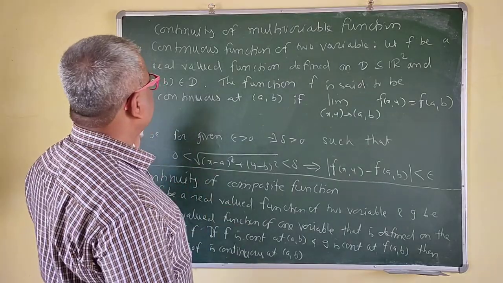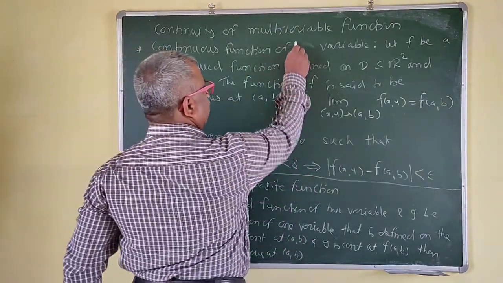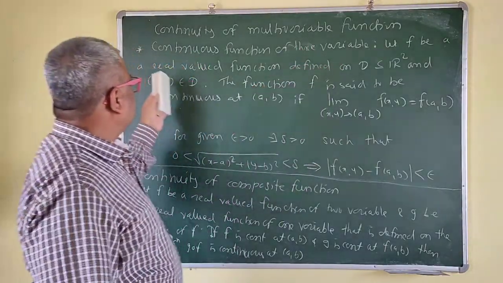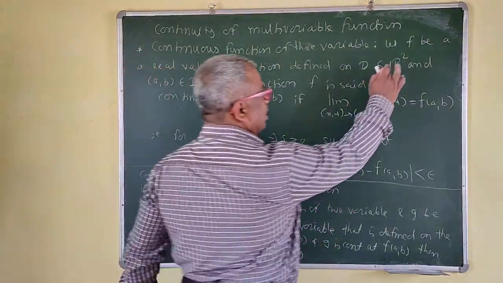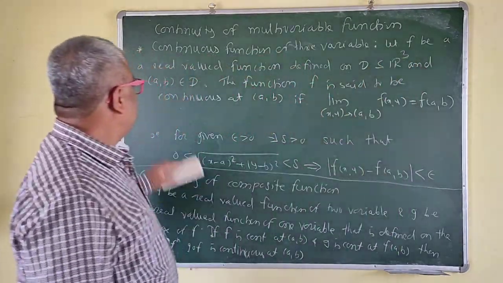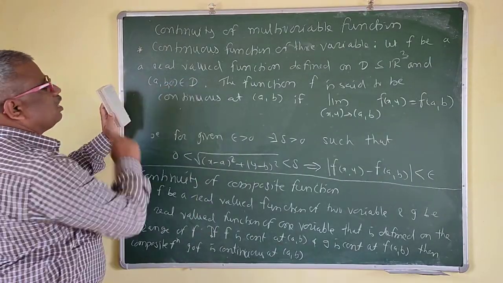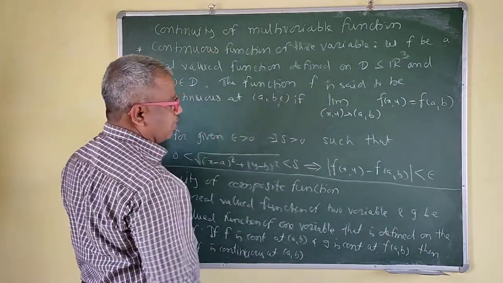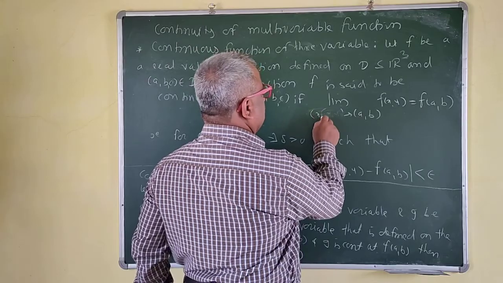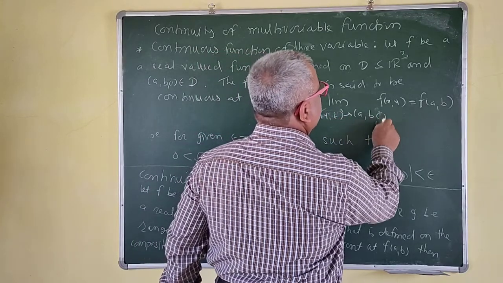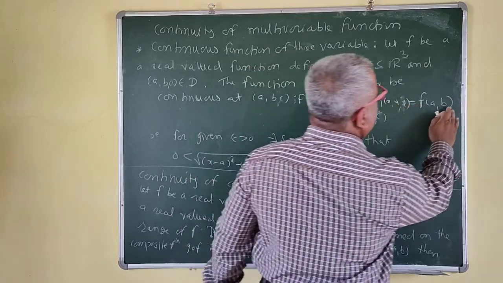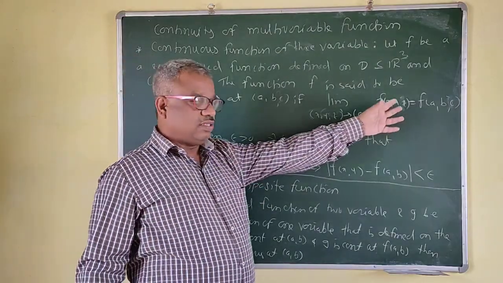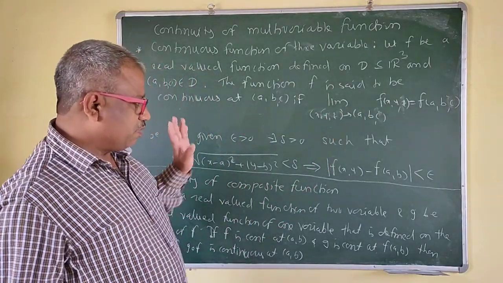Suppose you want to discuss the continuity of a function in three variables, so we'll make a change here. Let f be a real-valued function defined on R3, and the point (a, b, c). The function f is said to be continuous at (a, b, c) if the limit as (x, y, z) tends to (a, b, c) of f(x, y, z) is equal to f(a, b, c). Directly you can put the value of x as a, y as b, and z as c. If you can do this, then that function is continuous.